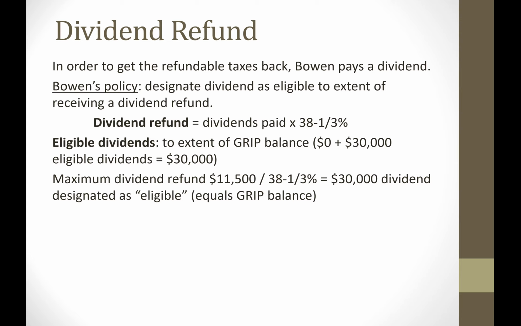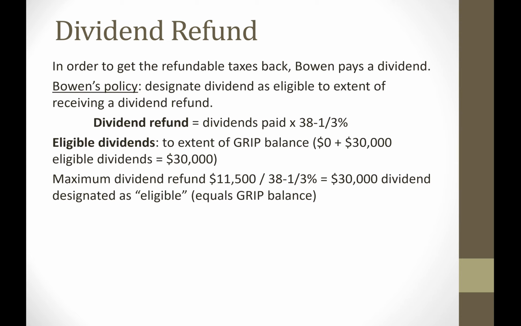Now, that $30,000 dividend just happens to equal the balance in their GRIP. So Bowen will designate $30,000 of the dividend that they're going to pay as eligible. Therefore, they're going to get the full dividend refund of $11,500.